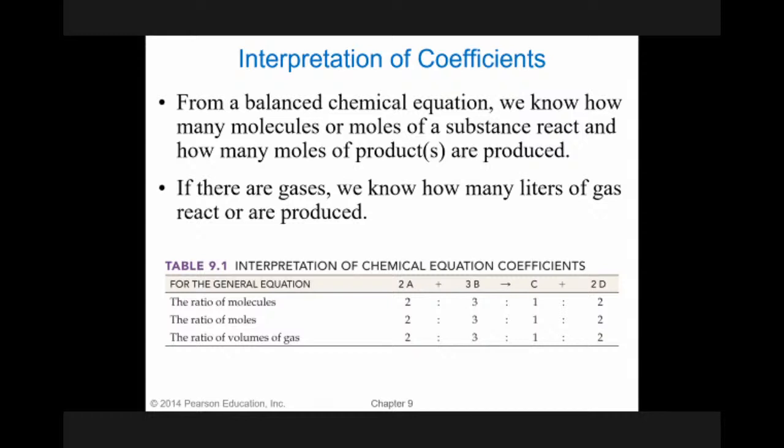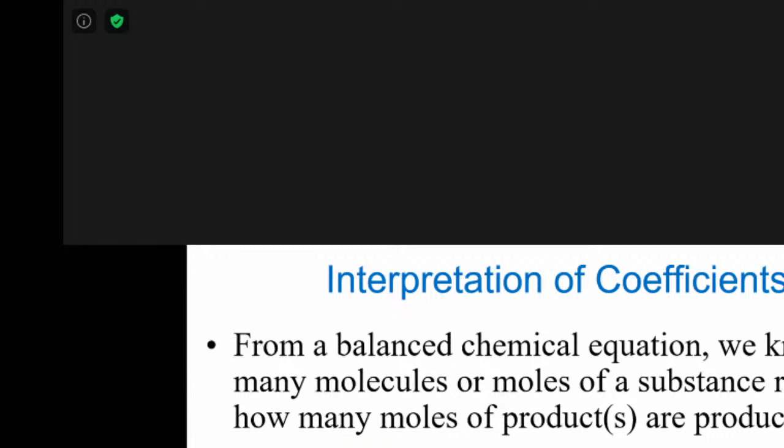So the molecules are based on the balanced equation. The ratio of moles will be 2 to 3 to 1 to 2. The ratio of volumes will be 2 to 3 to 1 to 2. Everybody see that? It's based on the balanced equation. All you need to do is interpret it the way you want to interpret it.